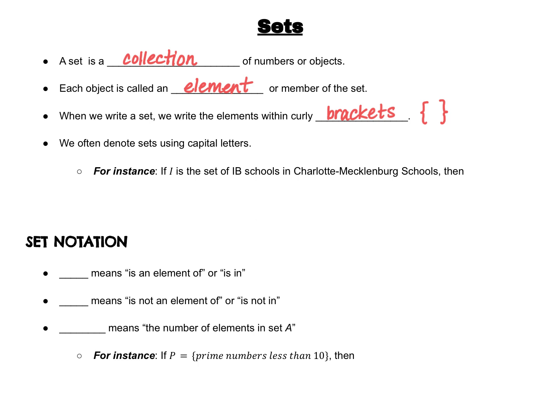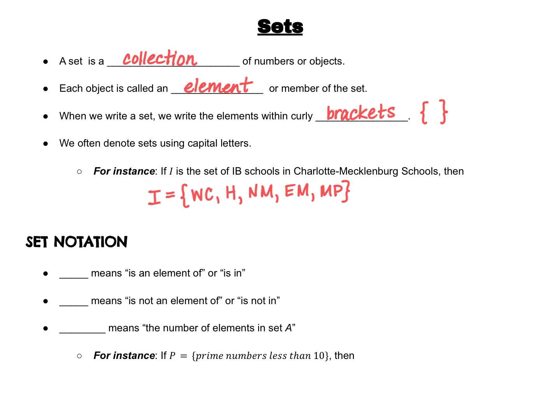It says, if I is the set of IB schools in Charlotte Mecklenburg schools, then I will be equal to, and remember we list them out in the curly brackets: West Charlotte, Harding, North Meck, East Meck, and Myers Park. That's how we will write that in set notation.